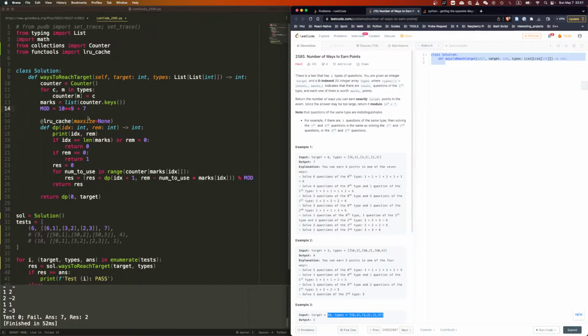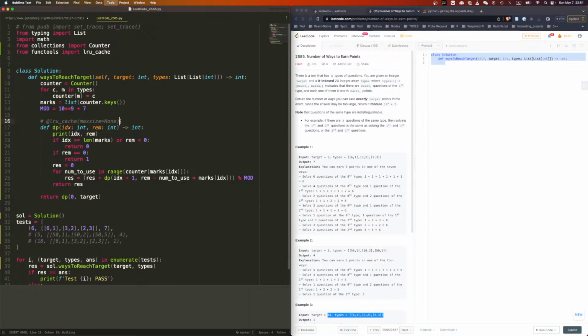Wait, hold on. Let's not cache it. Maybe it's the cache's issue. Nope. Oh, we're at 1, 2. Marks 1 is 2. Counter 2 is 3. So I have 3. So we can use 0.